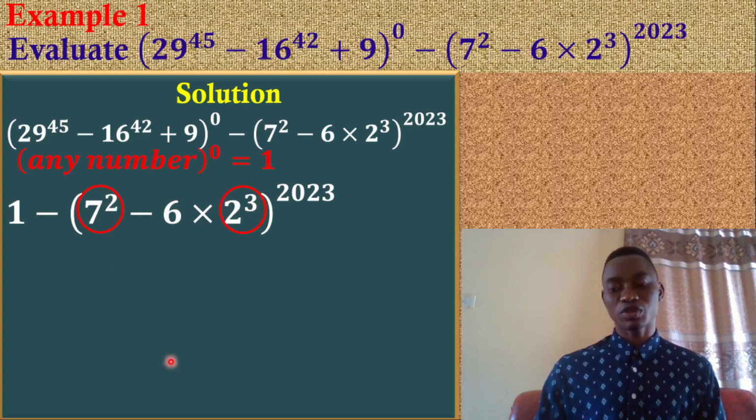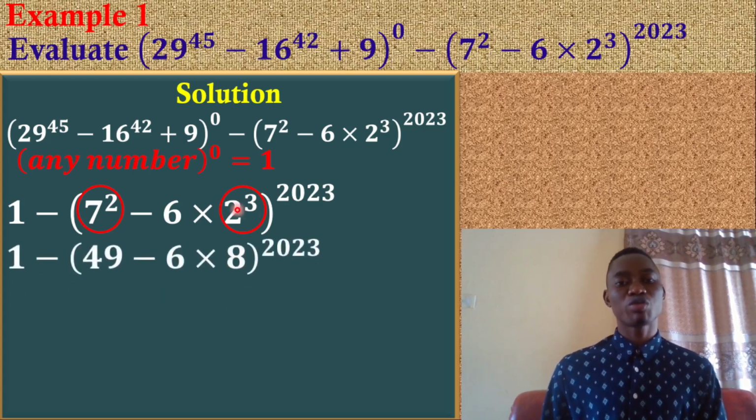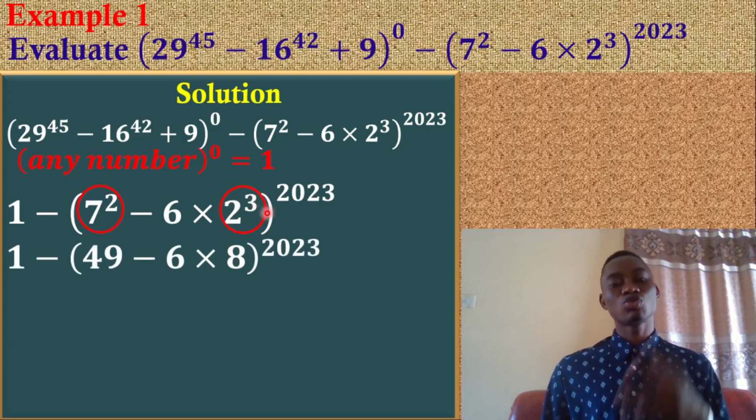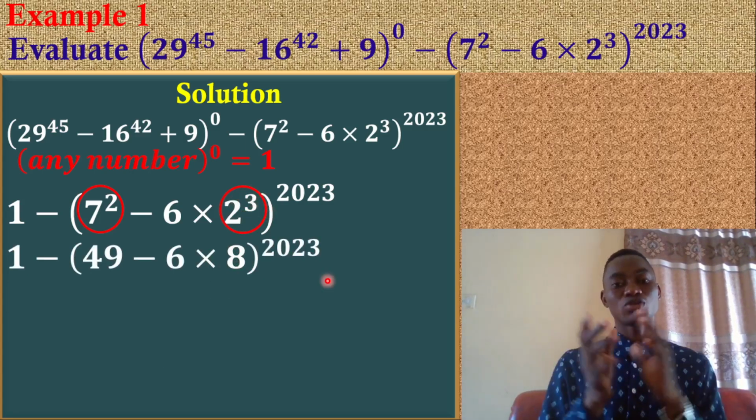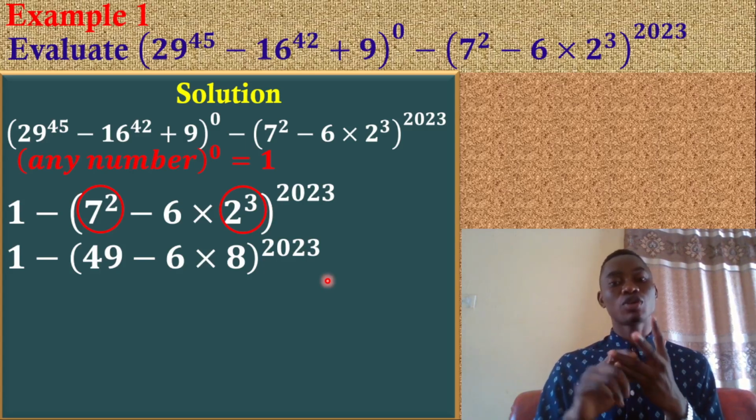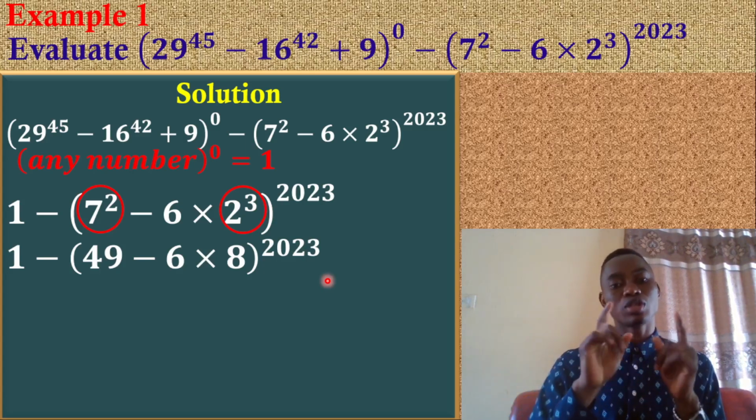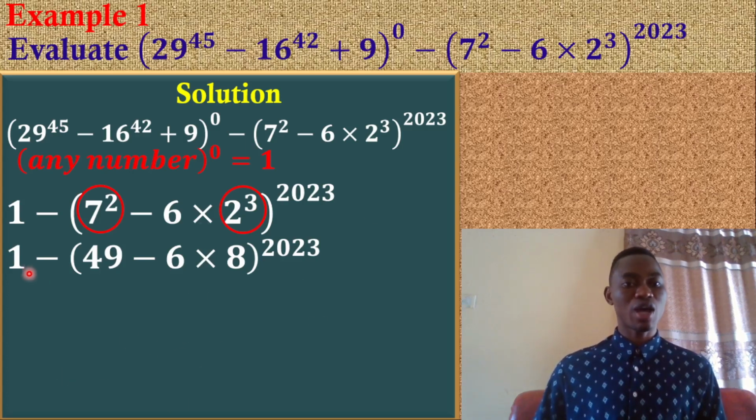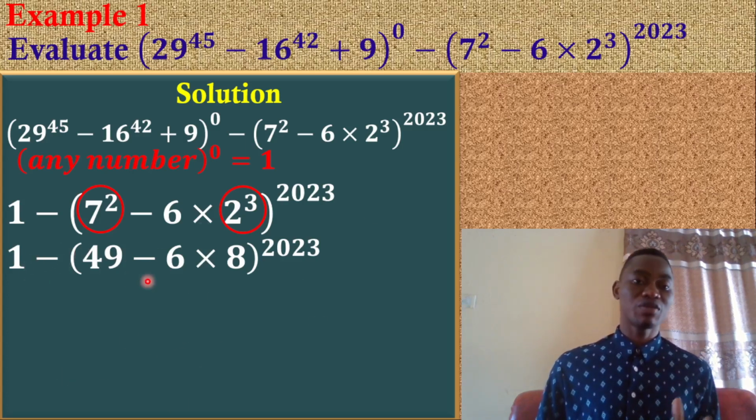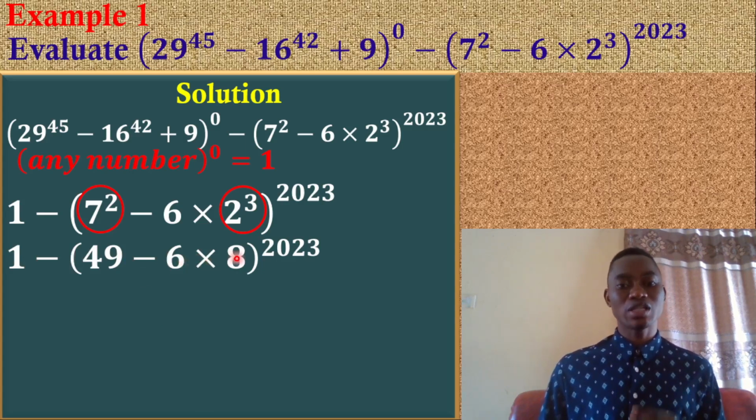7 squared is what? 49, and 2 raised to the power of 3 is what? 8. 2 power 3 means 2 times 2 times 2, that is multiplied 3 times. 2 times 2 is 4, then 4 times 2 is 8. So we are making progress. Now we have 1 minus open bracket 49 minus 6 times 8.